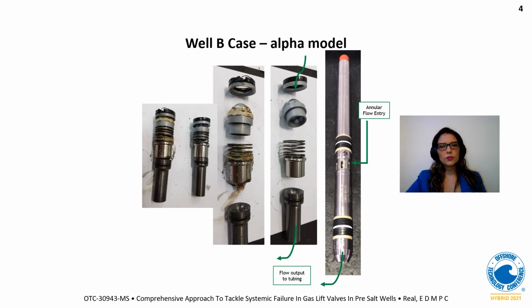In this slide, you can see the comparison of the internal components of the well B valve, alpha model, with those of an unused, new one. You can notice the complete obstruction in the internal parts. Here is the annular flow entry, and here is the flow output into tubing.